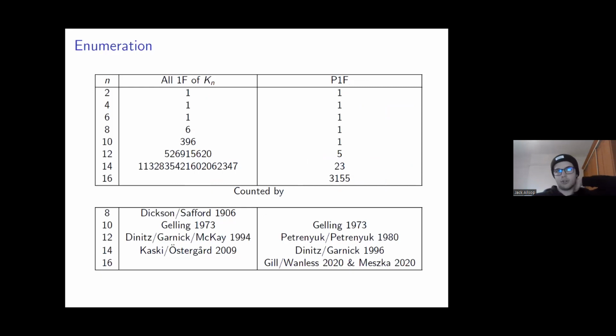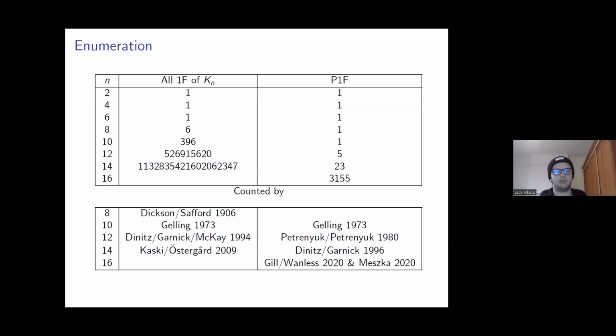And we also have some results on the number of different one factorizations and perfect one factorizations of complete graphs. So here, this table on the left, we've got the number of one factorizations of Kn for some small n, and on the right, we have the number of perfect one factorizations of Kn. And in the table below, we have who counted these numbers. And note that we've only got even values of n here because for a graph to have a one factor, let alone a one factorization, we need to have an even number of vertices.